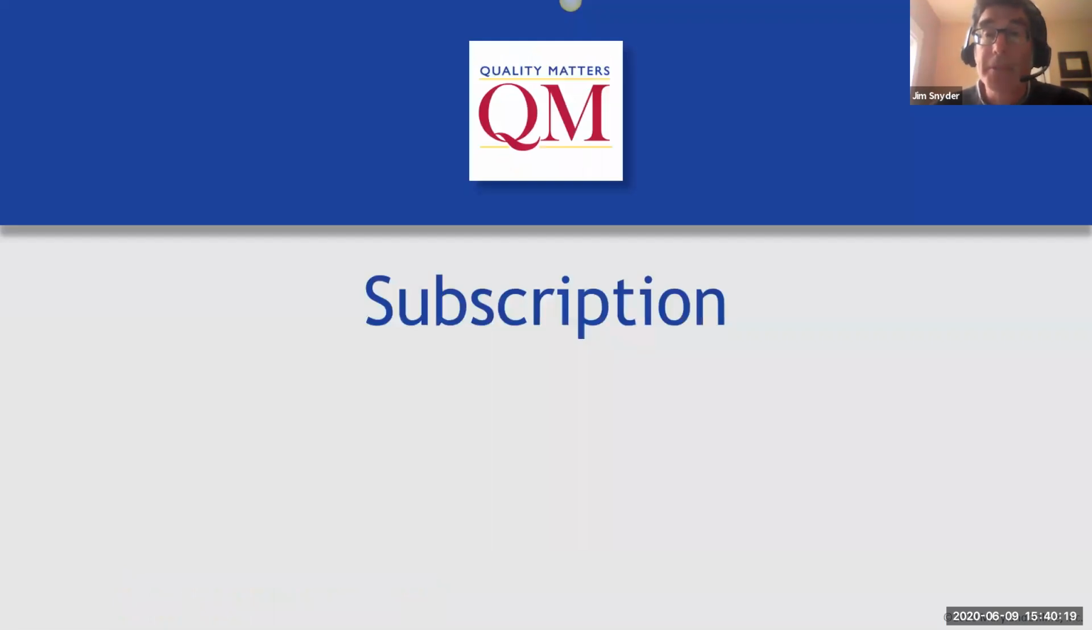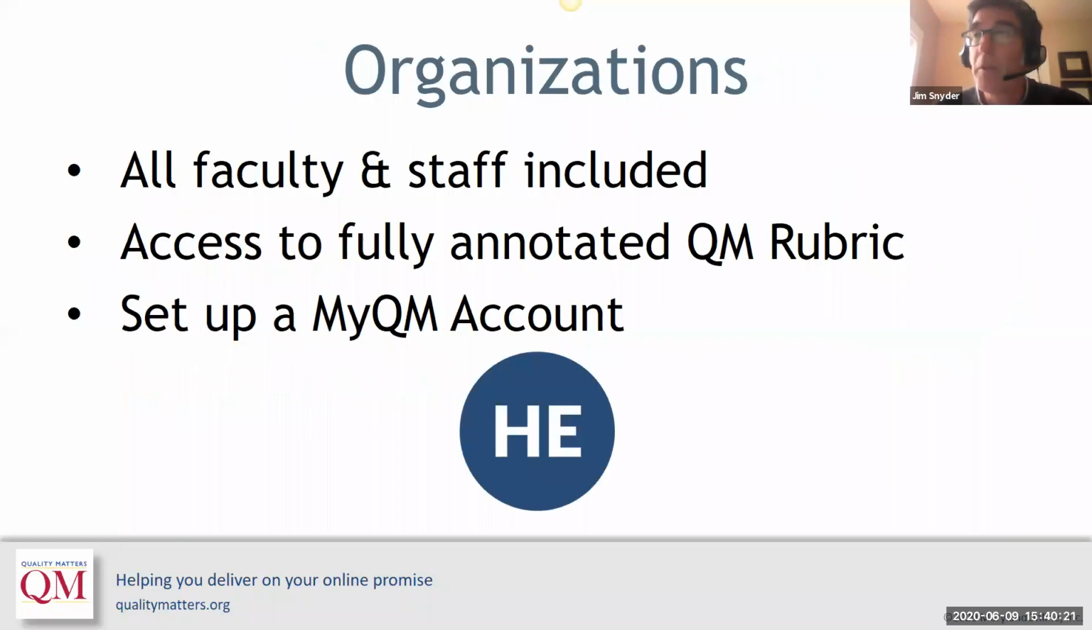You guys are already members of Quality Matters, so that means that all faculty and staff have access to the fully annotated Quality Matters rubric. You have the ability to set up a QM account. You get discounts on our professional development, on our course reviews, as well as access to all of our research and those success stories and other information that is on our website.